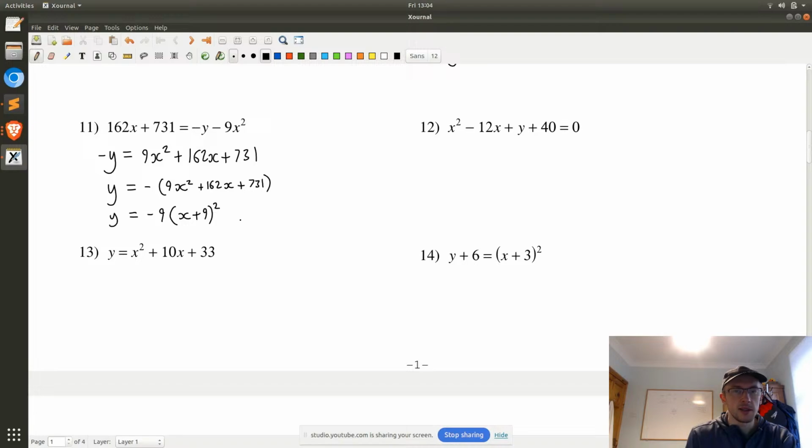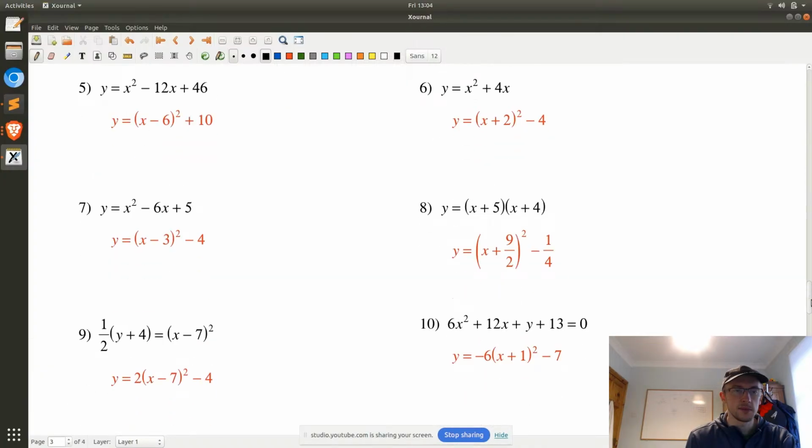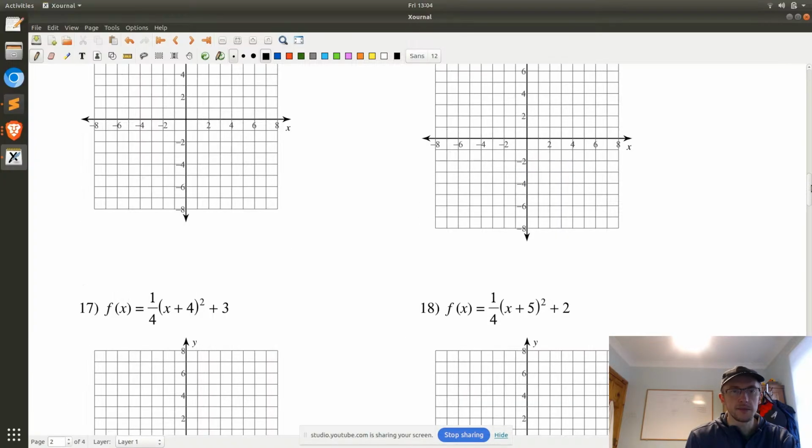81 times 9 is 729. So it's take 729, but we need negative 731, so we've got to take off an extra 2. There. Let's check if that's right. Okay, wonderful.